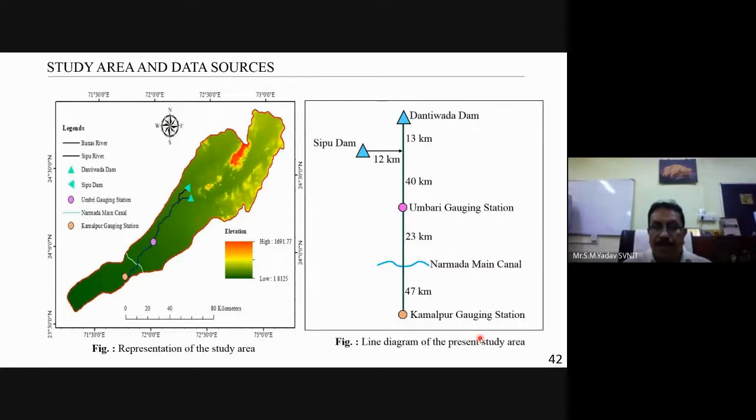So this is a complete line diagram. Here is Banas river. From this side, the Sipu river comes. This is Dantiwada dam. This is Sipu dam. The Sipu and Banas rivers confluence at approximately 12 kilometers from Sipu dam and 13 kilometers from Dantiwada dam. This is the Umri gauging station. And this is Narmada Main canal, which is perpendicularly crossing the Banas river, right? And finally, the river confluences after Kamalpur gauging station into the Little Rann of Kutch.